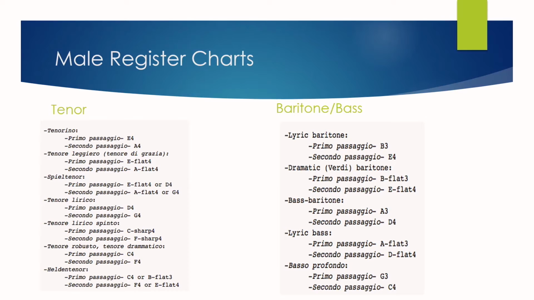This chart shows the approximate register events in male voices. Where passaggi happens in each voice type is fairly expected, but you have to remember that no voice is exactly like another in its mechanism, so use this chart as a reference.